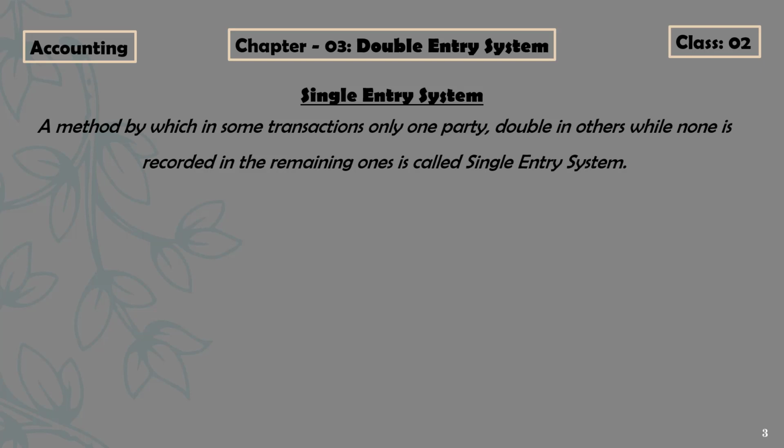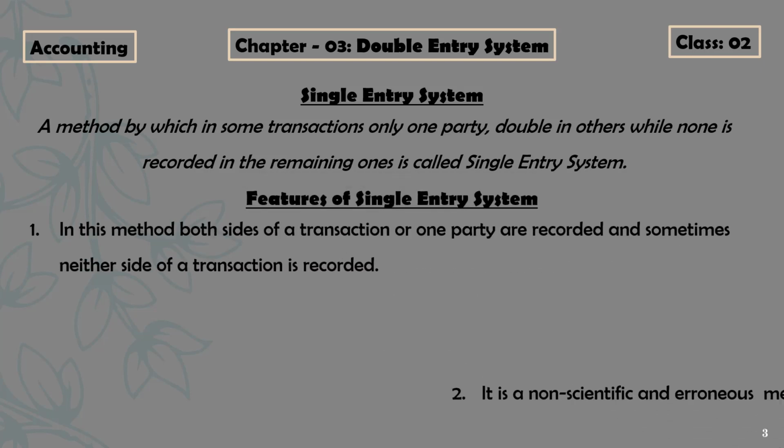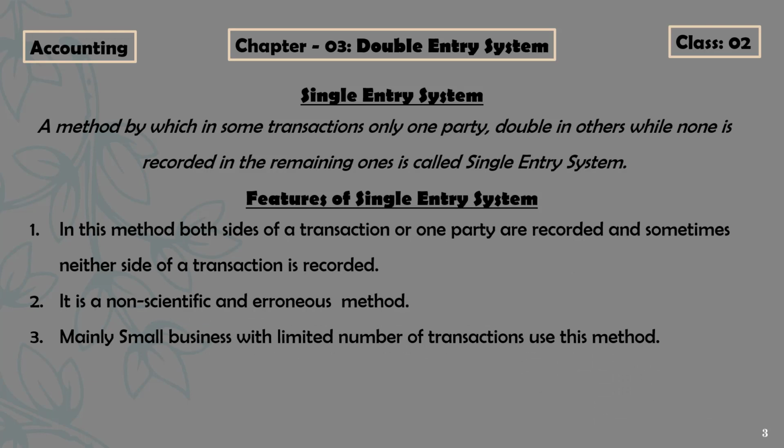So it has some unique features that distinguish it from double entry system. So let's learn the unique features of single entry system. These are the features of single entry system. Number one, in this method both sides of a transaction or one party are recorded, and sometimes neither side of a transaction is recorded. We learned it earlier, so nothing new in number one, but the other two are new to us.